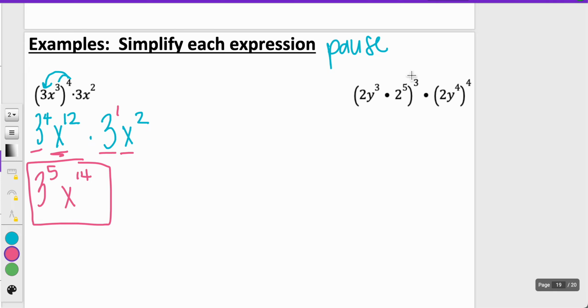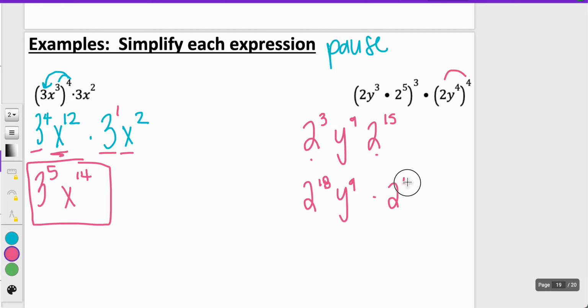Over here, my next one, again, starting to distribute first. So I have 2 to the 3rd, y to the 9th, and then 2 to the 15th. I'm going to go ahead and put these 2's together. So that'll be 2 to the 18th, y to the 9th, and then my next set of parentheses, 2 to the 4th, y to the 16th. I'm going to put together my 2's. That'll be 2 to the 22nd, and my y's will be y to the 25th power. 9 plus 16 is not 27, it is 25. My bad.